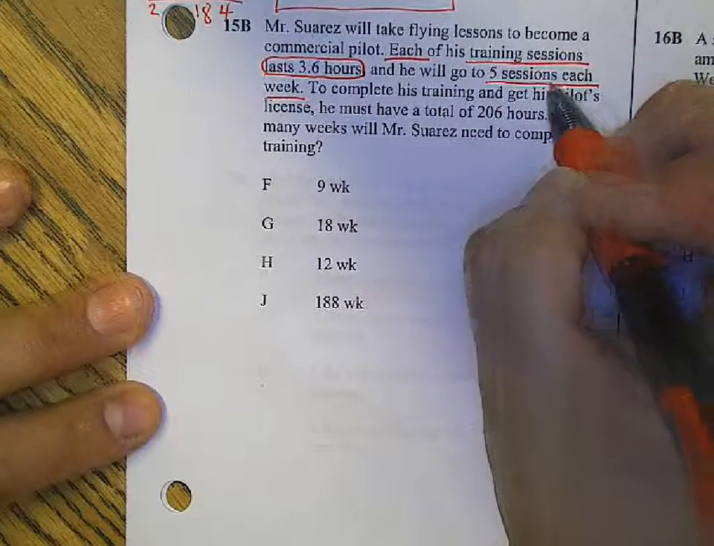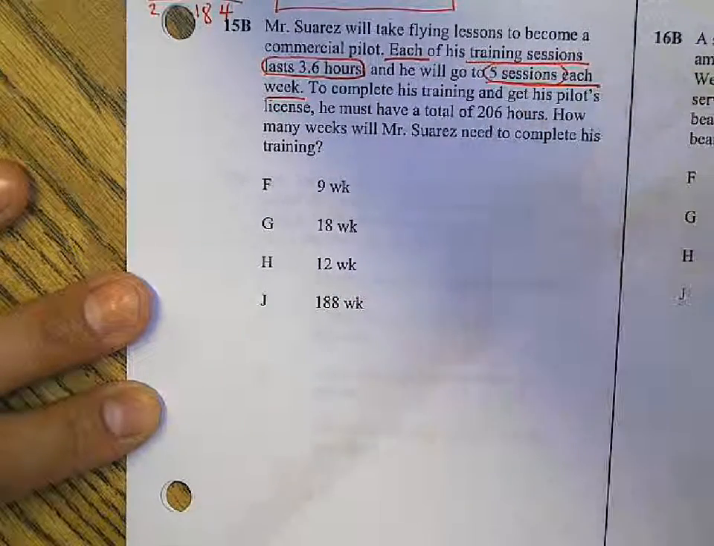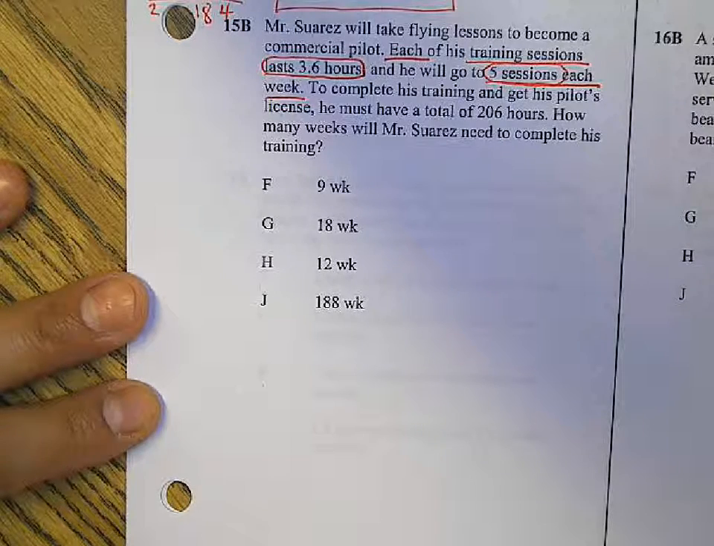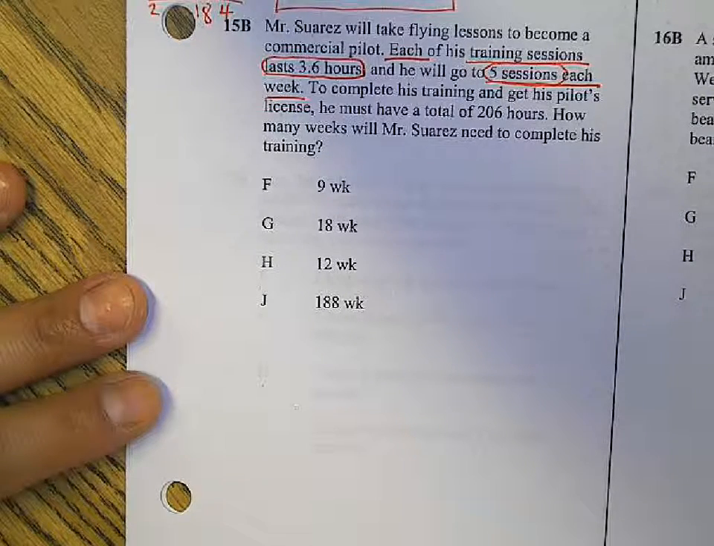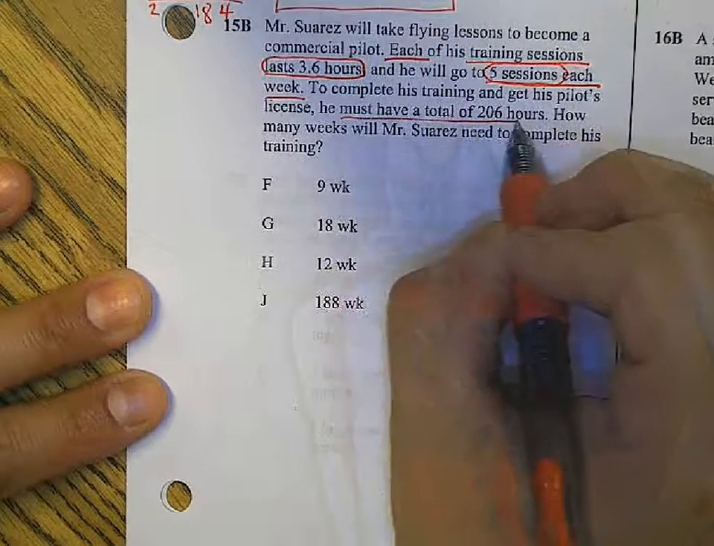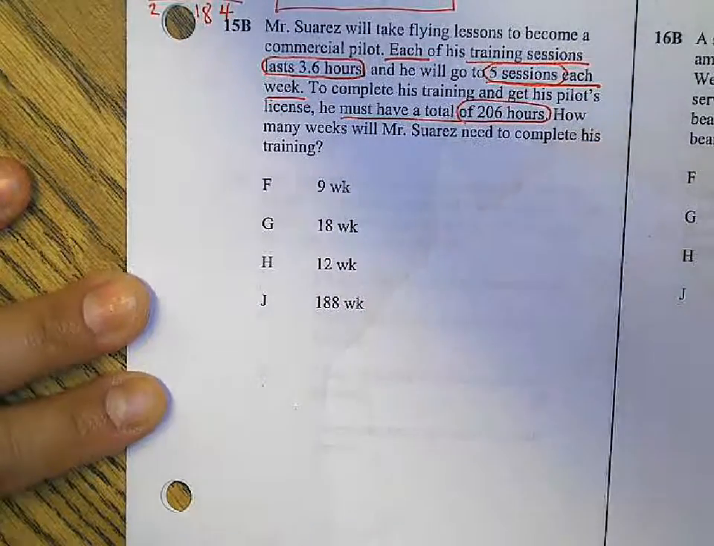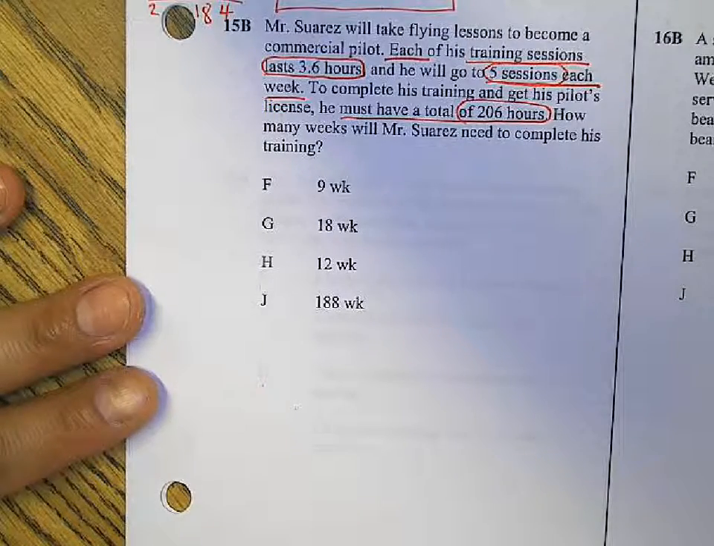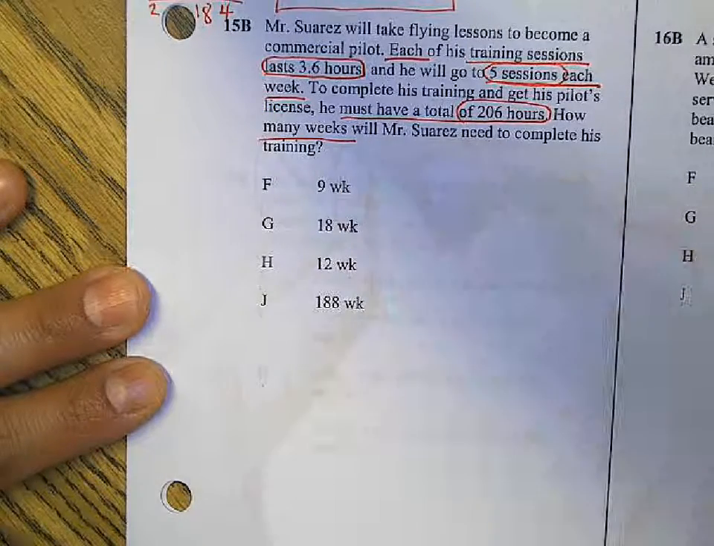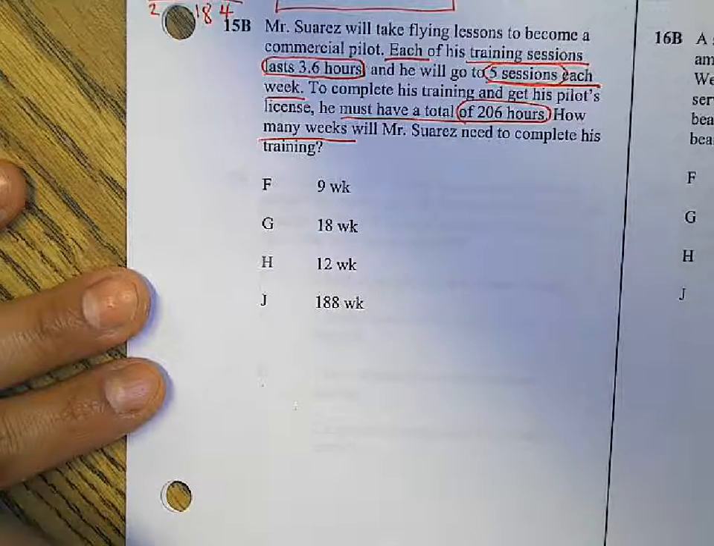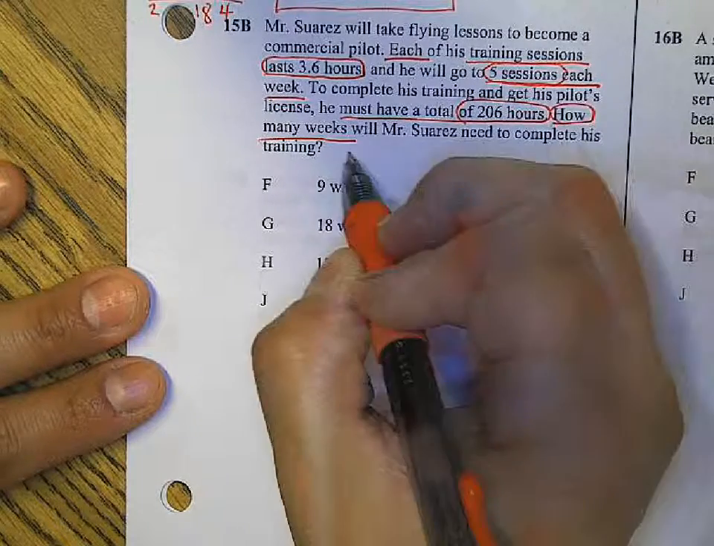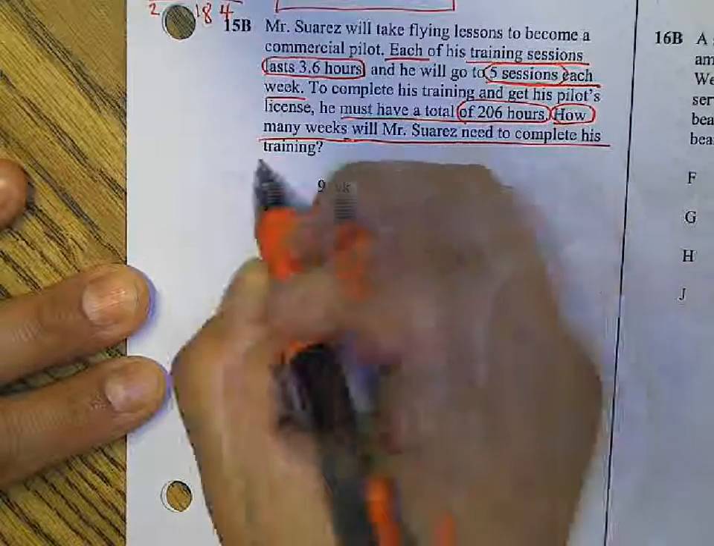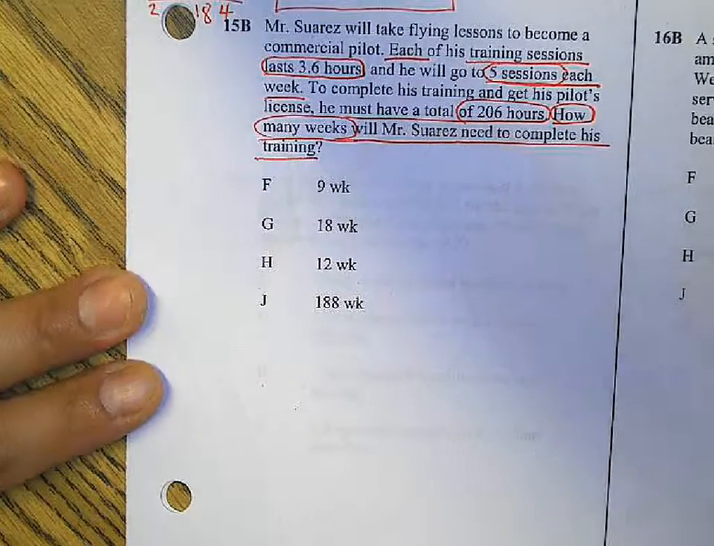To complete his training and get his pilot's license, he must have a total of 206 hours. So we're working towards something. How many weeks will Mr. Suarez need to complete his training? So we're looking for weeks.